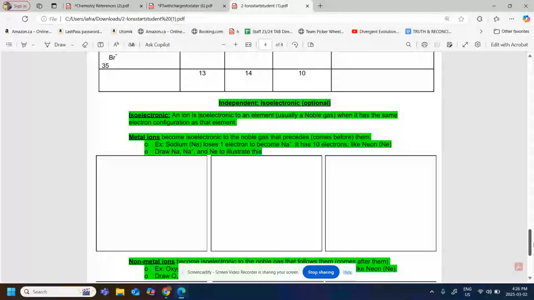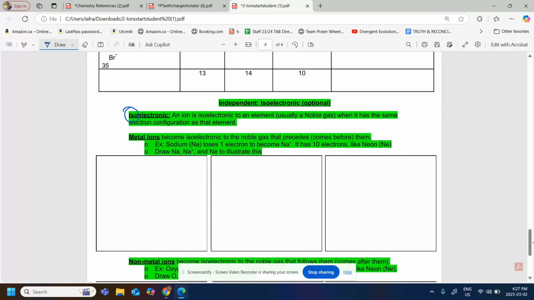In this video, we're going to go over what it means to be isoelectronic. This is an independent study. It's an enrichment portion of the course. You'll see it's not very difficult. We already sort of covered it in the previous video, but now we're just giving it a definition. Iso means the same. So isoelectronic means when two substances have the same number of electrons.